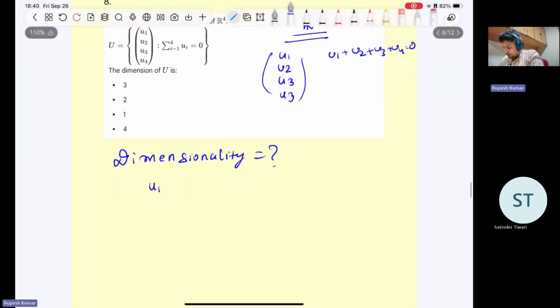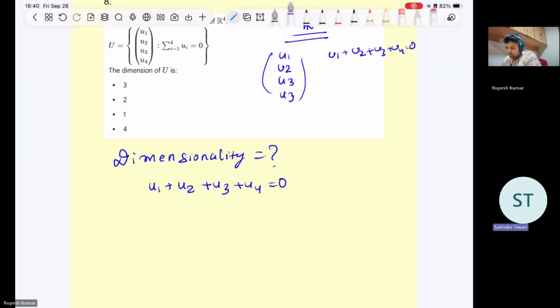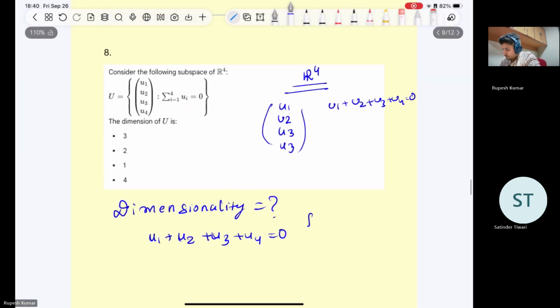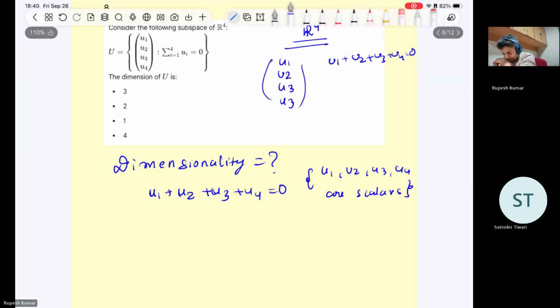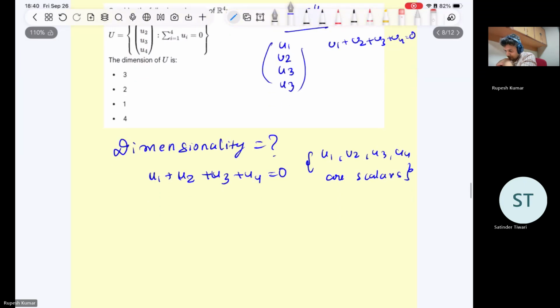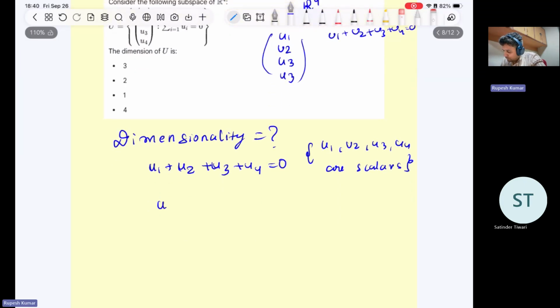So the property that these scalars hold is u1 plus u2 plus u3 plus u4 is equal to 0, right? These are scalar quantities, not vectors. U1, U2, U3, U4 are scalars, right? So what you can see here is that one of the scalars can be written as a sum of the other scalars, right?